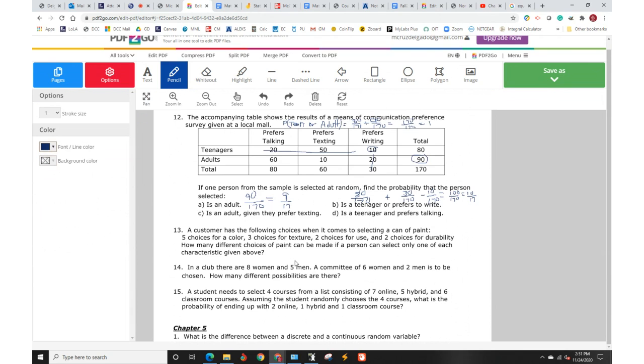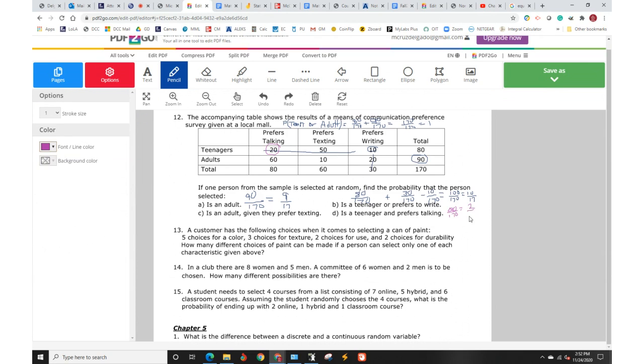All right. I'm going to do this one first. D, is a teenager and prefers talking. So is a teenager and prefers talking. All right. So there's 20. So 2/17.